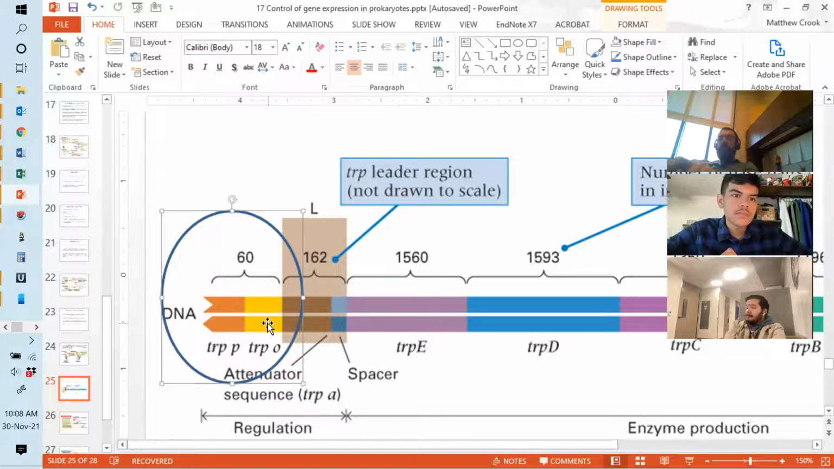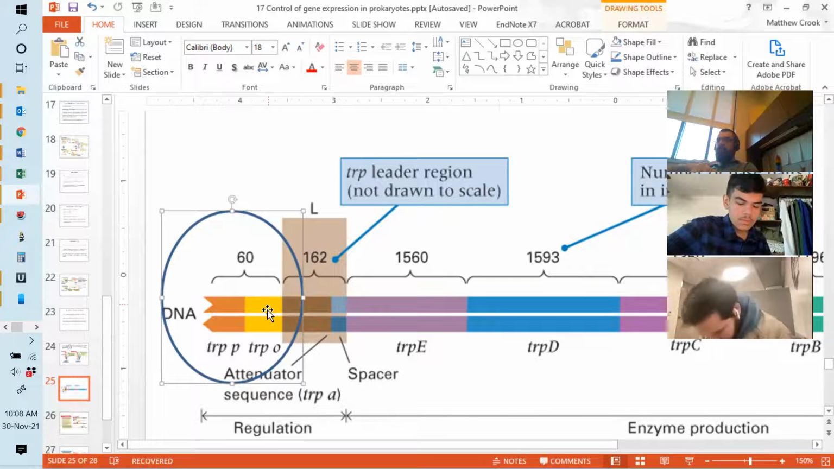Okay, what happens if TRPR is not present? Do you get transcription or not? Don't forget, the TRP operon is repressible, right? You have to turn it off. So if the thing that represses it is not present, it's going to be on, right? So nothing blocking the way here. RNA polymerase binds to the promoter here, TRPP. There's no TRPR here. We get transcription.